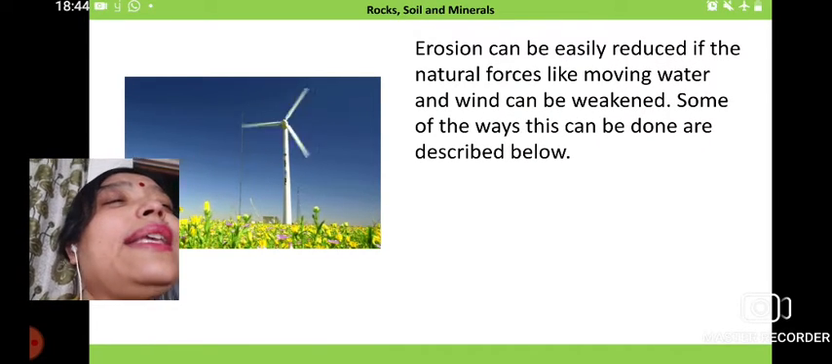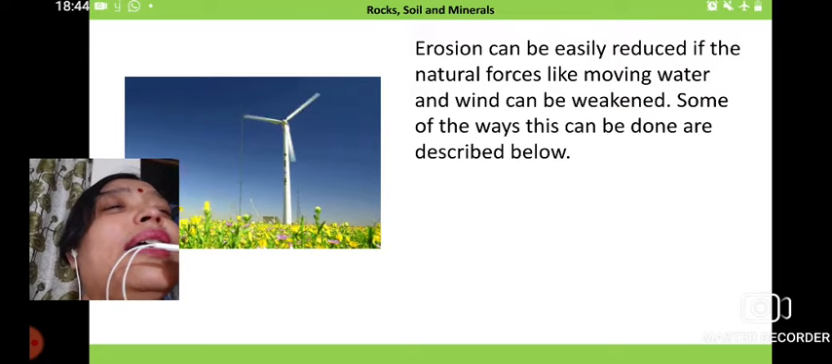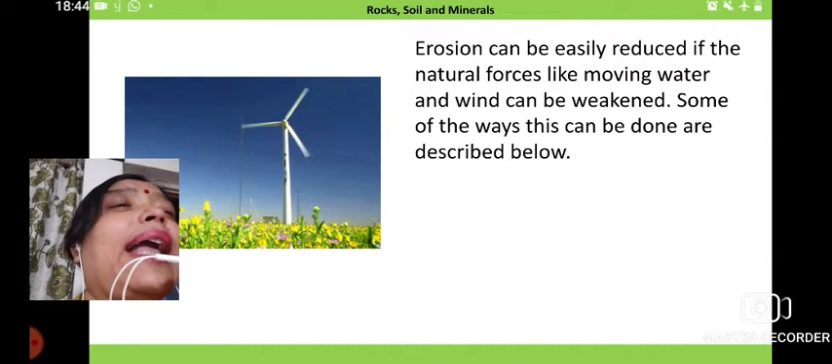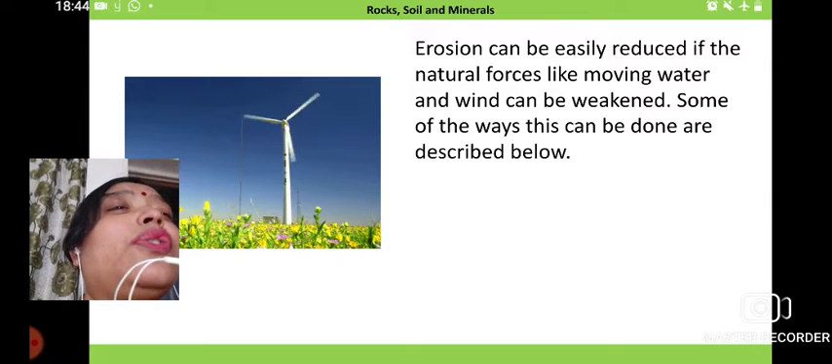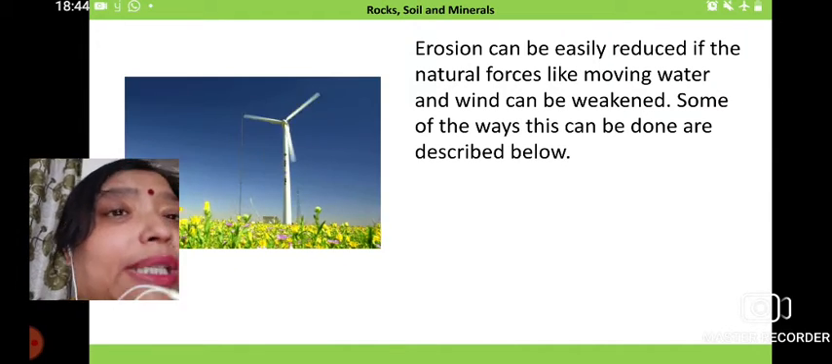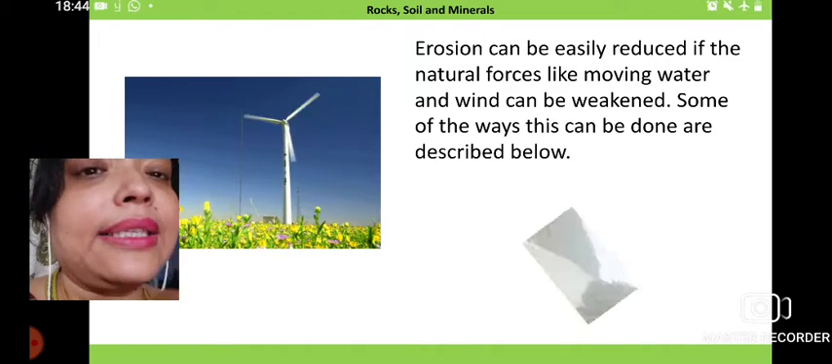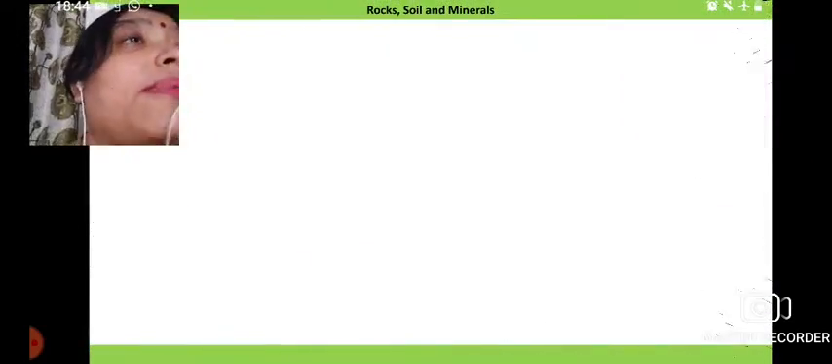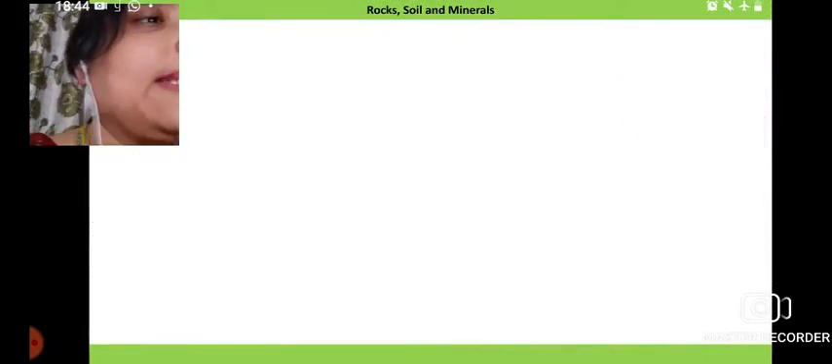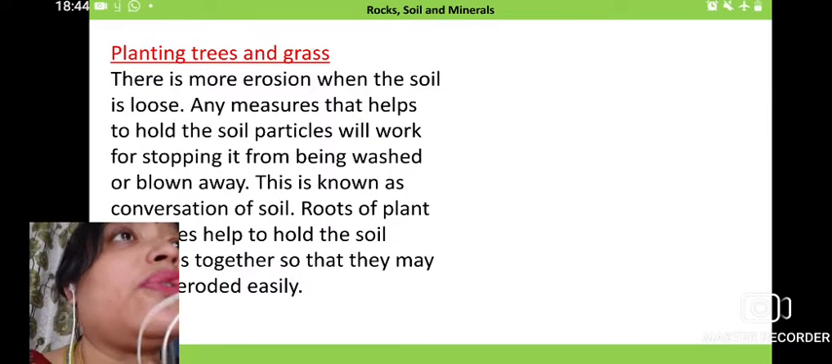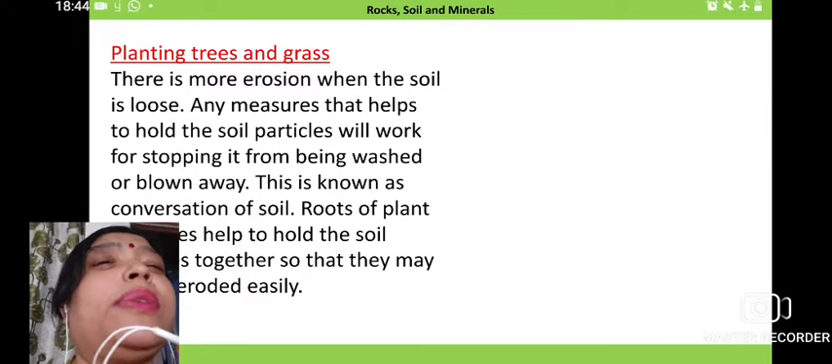Erosion can easily be reduced if the natural forces like moving water and wind can be weakened. In the picture you can see a windmill, and you can see different methods being employed to reduce the force of these natural phenomena.